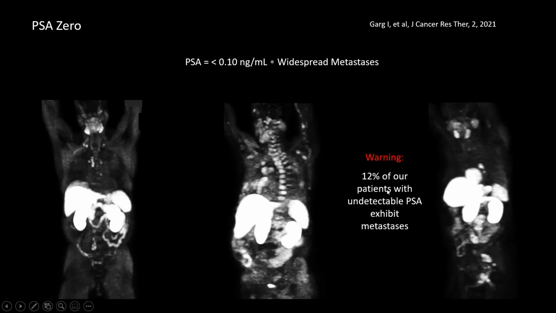In fact, 12% of our patients with undetectable PSA in my clinic will in fact have metastatic disease. And this is why PET scan is so important, because if you just go by the PSA, you would not pick up these patients.